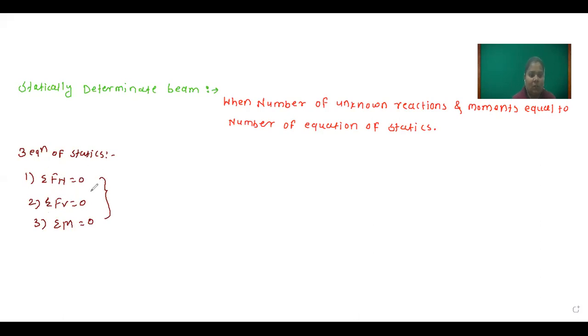Now we will move towards the number of unknown reactions and moments. The number of unknown reactions and moments depends on the types of beams. Suppose I have taken this beam. Suppose this is point A, this is point B. Now you tell me, in this beam, how many unknown reactions and moments are there?